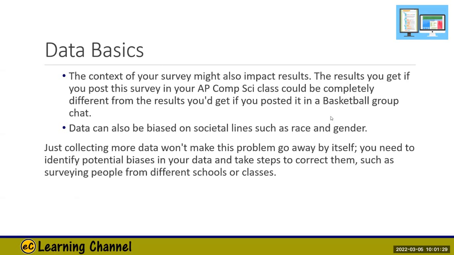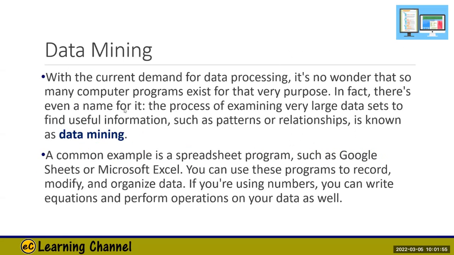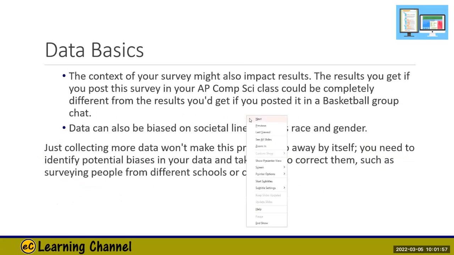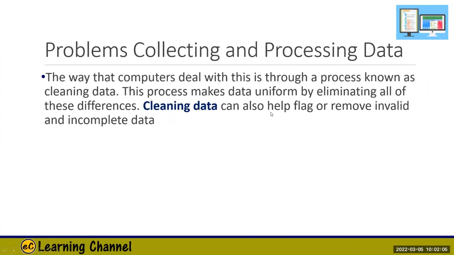This is very important. So data will also be biased by social class or race or gender, and also the work that people do, the profession. But just collecting more data doesn't make the problem go away. You have to find a way to handle it. So the first step is data cleansing. You clean out the data, okay? It's called data cleansing.